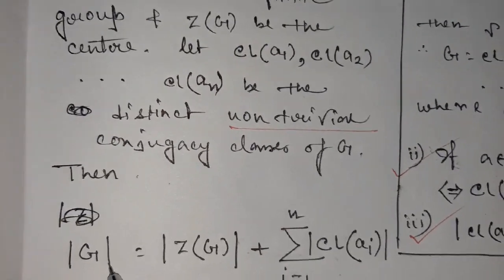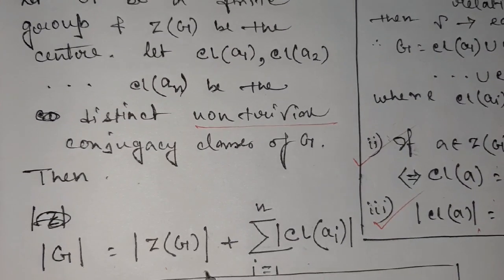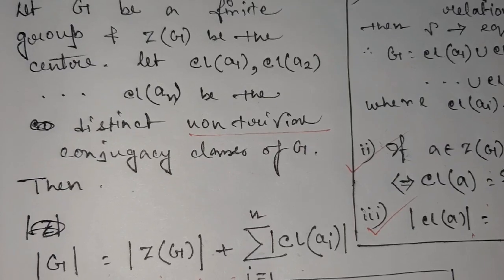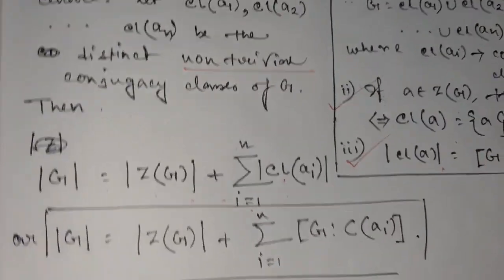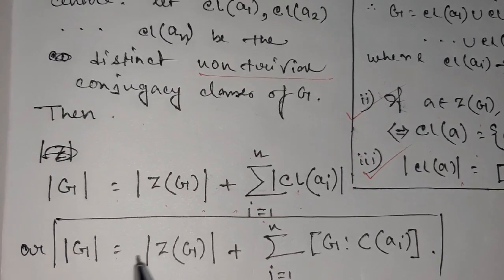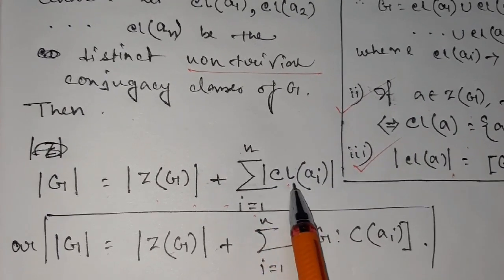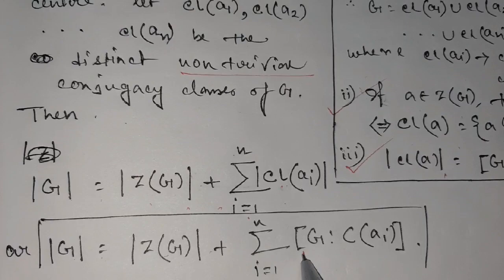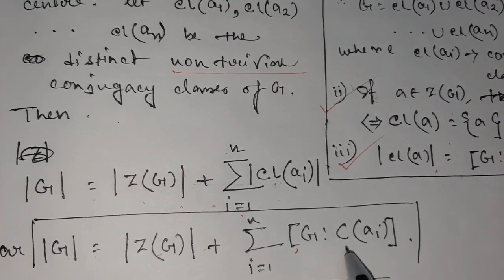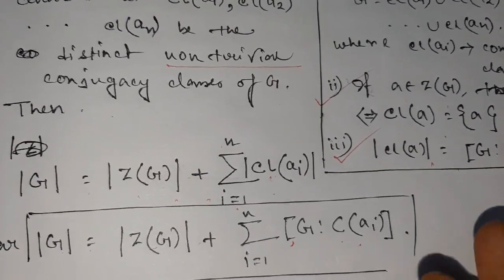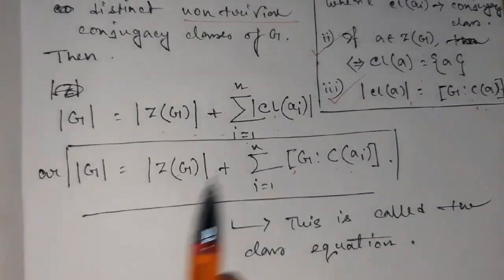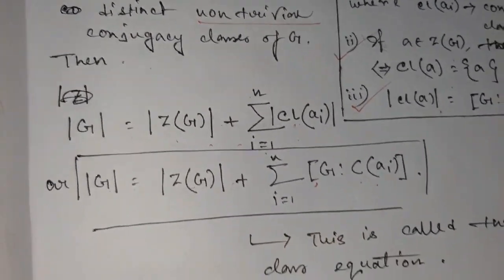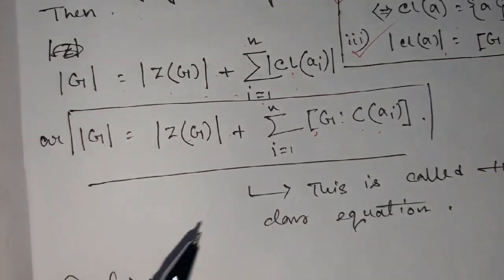Then cardinality of G is equal to cardinality of ZG plus summation I equal to 1 to n cardinality of class of AI. Okay, or we can write this equal to this plus we have replaced this one by the number of left cosets of C of AI in G. Okay, this is the same thing we have already learned. Now this is called the class equation. Now we have proved that this happens. Okay, so let's come to the proof.